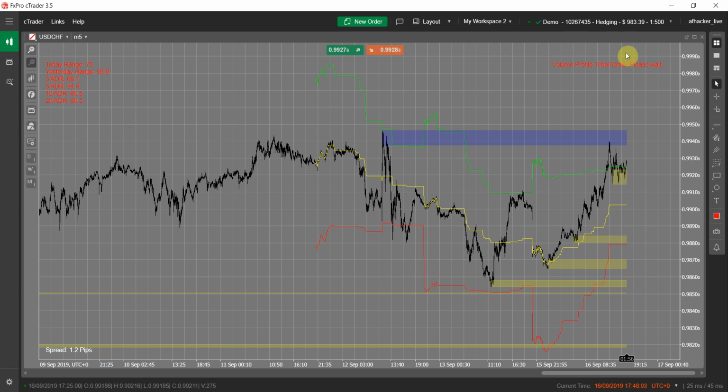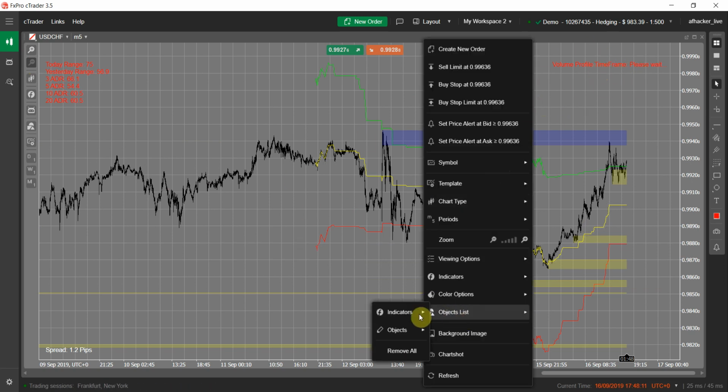We're waiting for the calculation of the volume profile. Come on, why is it not getting calculated?